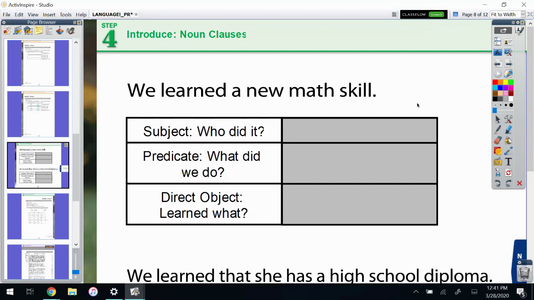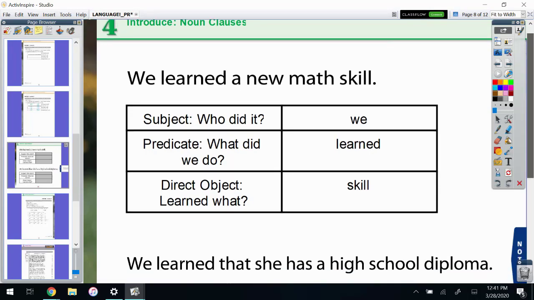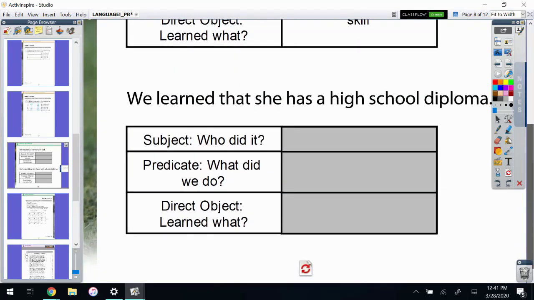We learned a new math skill. Who did it? That's right, we. We did it. What is the predicate? What did we do? We learned. And what did we learn? That's our direct object. A skill. We learned a new skill. Let's look at the next one.